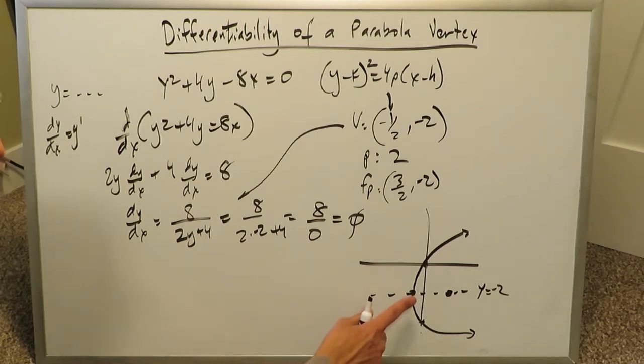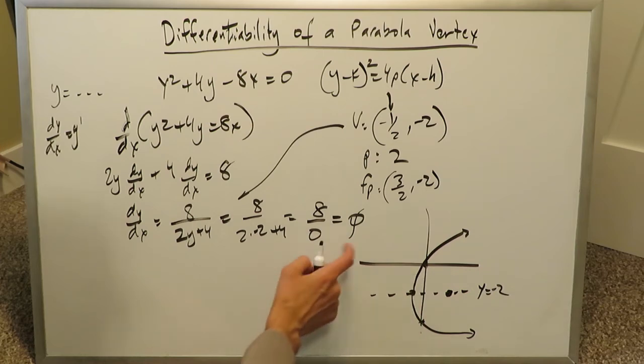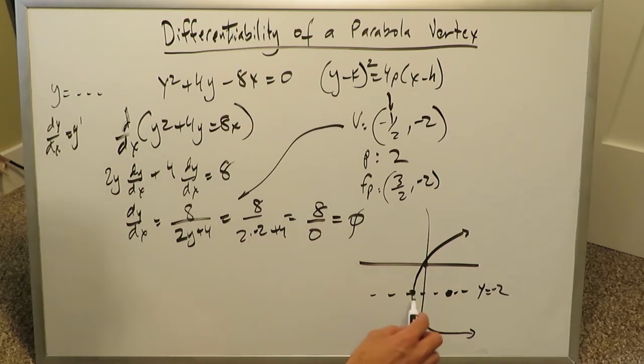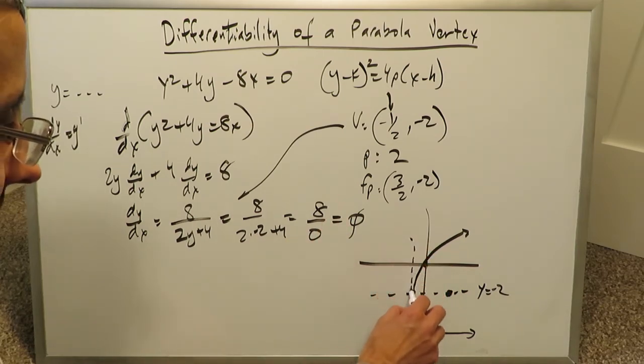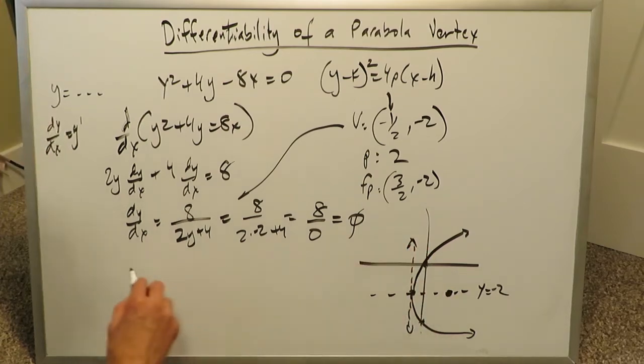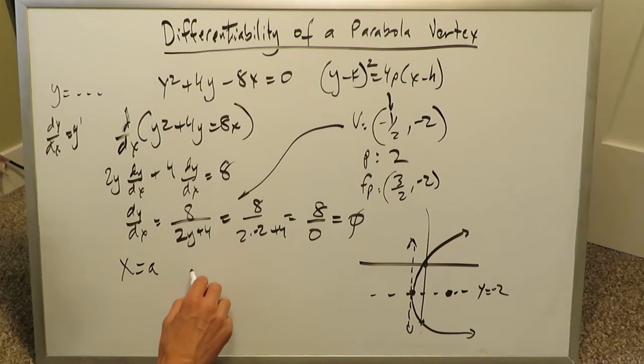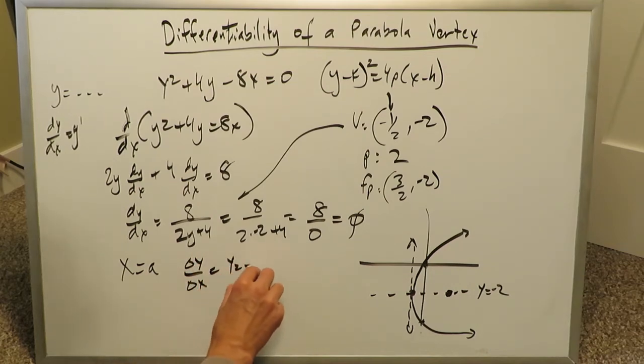Well, it would be the same case if it was a left-facing parabola. For right and left-facing parabolas, it would not be differentiable, because when you're trying to create a tangent line over here, you know the tangent line is going to be a vertical line. Vertical lines have x equals a format. And if someone told you to find the slope of a vertical line, you know you're doing change in y over change in x, which is y2 minus y1 divided by x2 minus x1.